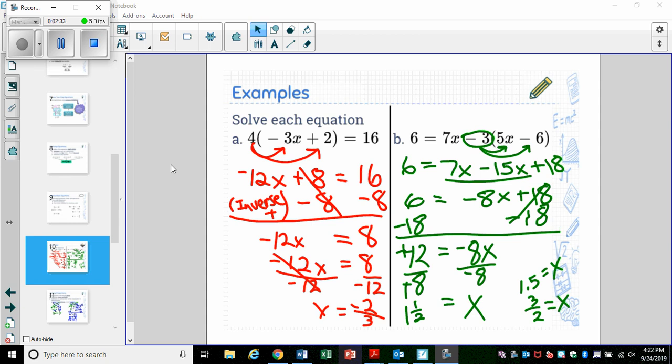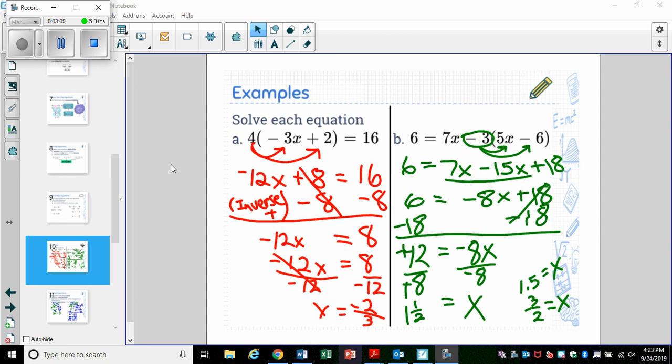And then we subtract 8 on both sides, which one of your classmates mentioned in class. This is the inverse property of addition. So +8, -8 cancel. We're left with -12x. 16 minus 8 becomes 8. And we divide both sides by -12. This is an inverse multiplication. So 8 divided by -12, which we simplify, reduce, and x becomes -2/3.